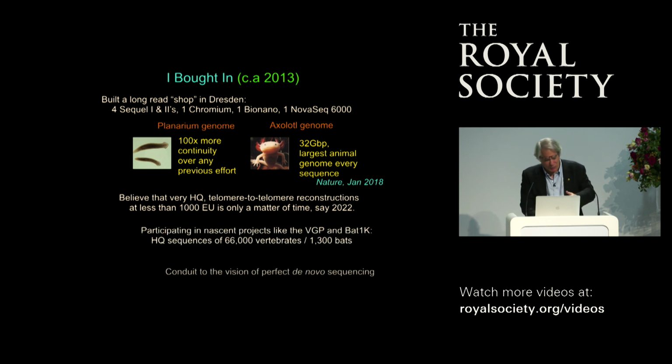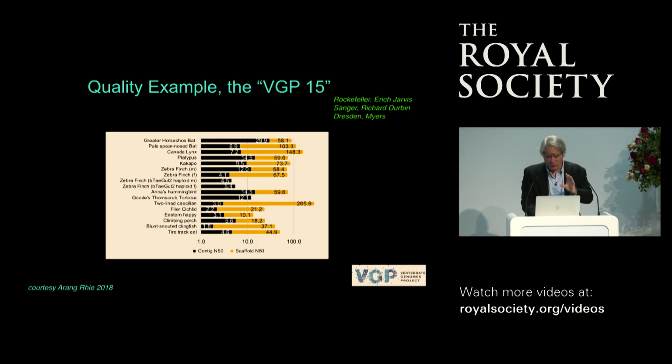Okay, so I'm participating in some projects, and as an informatician, we still haven't built an assembler that can do this perfectly. So there's more to be solved. So this was the 15 genomes that were sequenced with this technology, and a number of other technologies that were done at Sanger with my good colleague Richard Durbin, who's here today at Rockefeller with Eric Jarvis and myself, and a couple of these are ours.